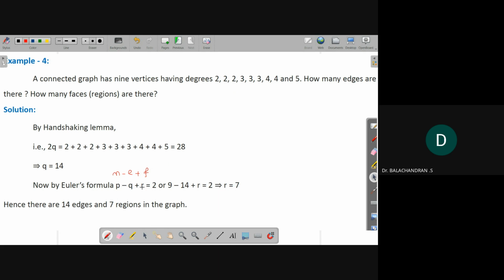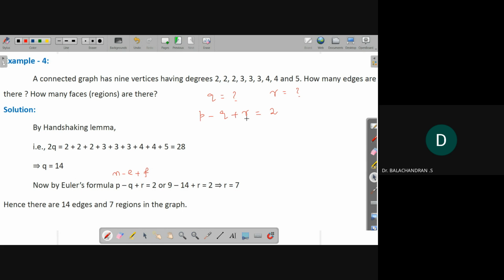So the number of edges means we need to find Q, and also we need to find the face or region, R. We need to find Q and R. So what is the formula? Euler's formula: P minus Q plus R equals 2. This is the formula. If you know two parameters, then you can find the third, because we have 3 parameters.